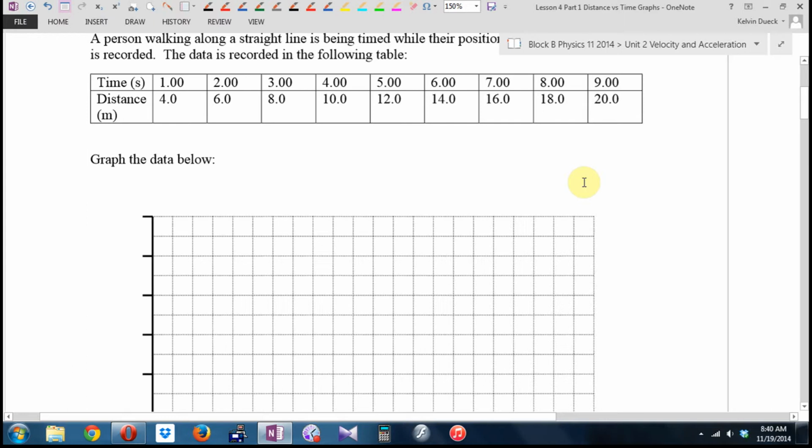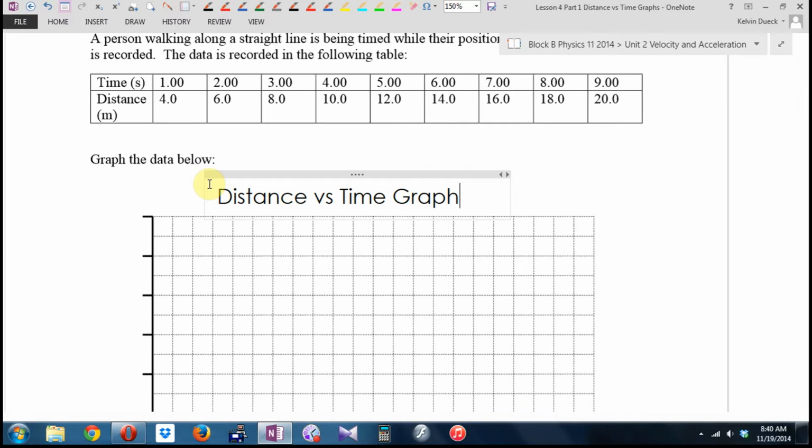It says graph the data below. Okay, we're doing a science graph. What does every science graph have to have? Oh, title. So let's put here, how about distance versus time graph? I wanted to call my graph an ode to lateness. No, not a title like a novel, or no, just give it a basic title.